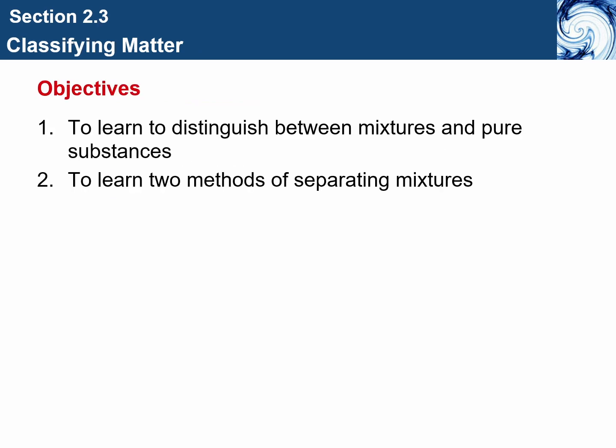Section 2.3. We will focus on classifying matter here. We have two objectives. The first, we will learn to distinguish between a mixture and a pure substance. This classification depends on whether the composition can vary or must remain constant. We will also divide mixtures into homogeneous and heterogeneous mixtures, and pure substances into elements and compounds.